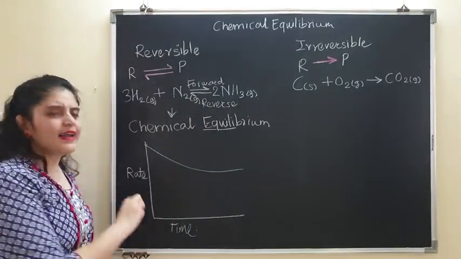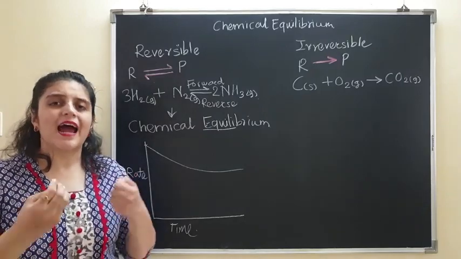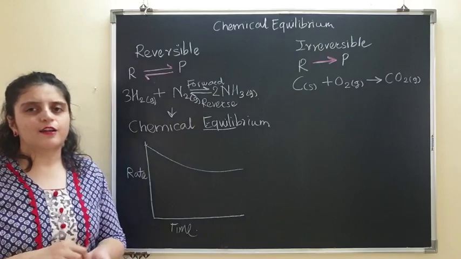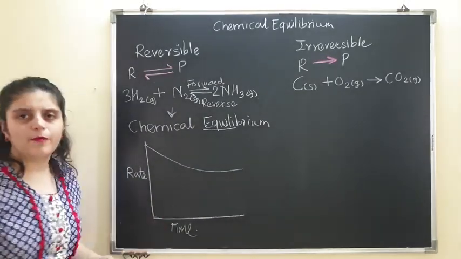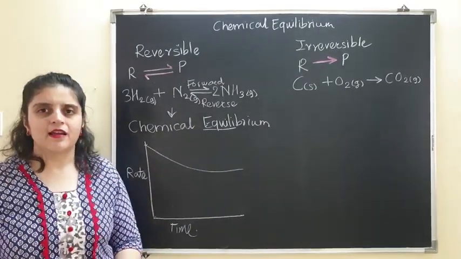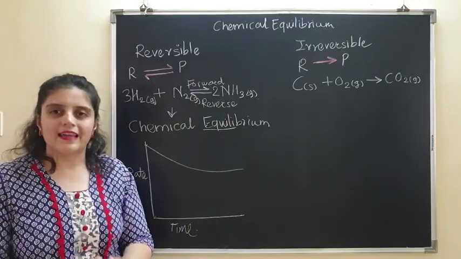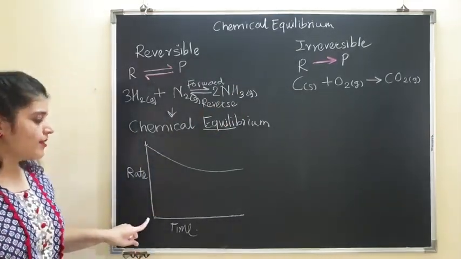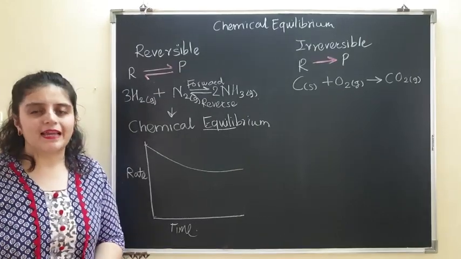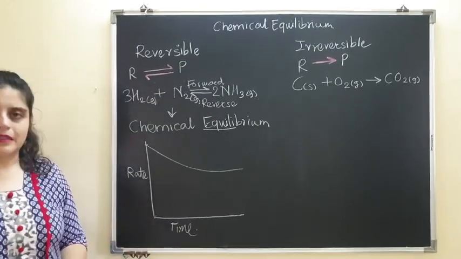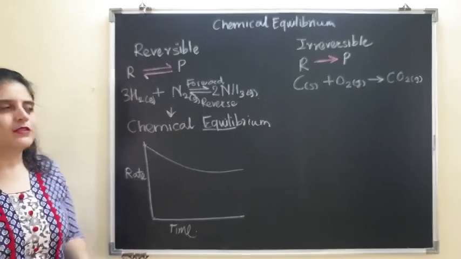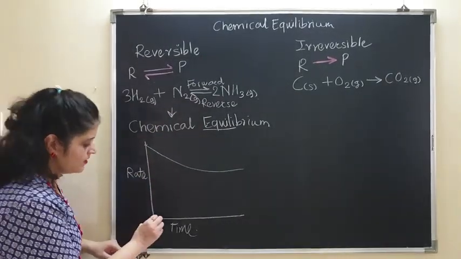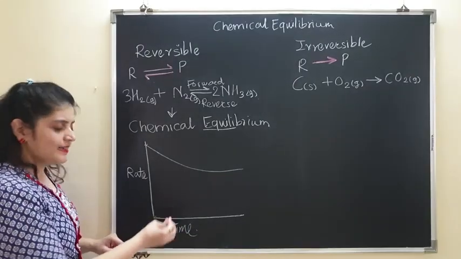And the rate of the reverse reaction at the beginning is 0. When the reaction starts, the rate of the reaction is almost 0, because reverse reaction is not happening at all. Until the forward reaction has happened a little, the reverse reaction will not happen. So therefore the rate of the reaction at the beginning at 0 time is 0, but as time proceeds, the rate of the reverse reaction goes on increasing. So let us draw an increasing graph like this.